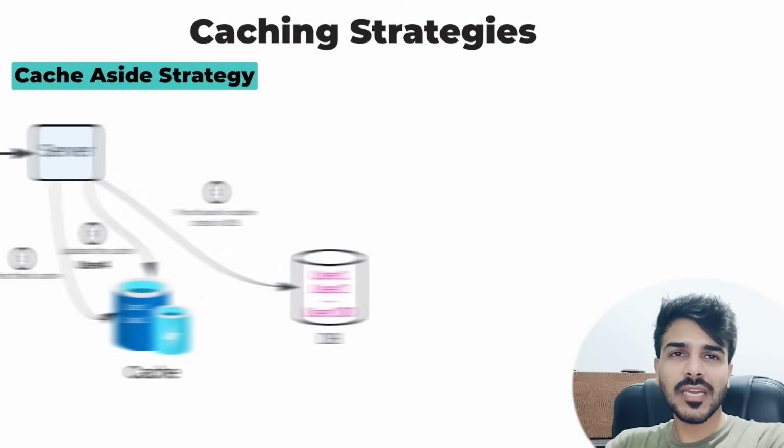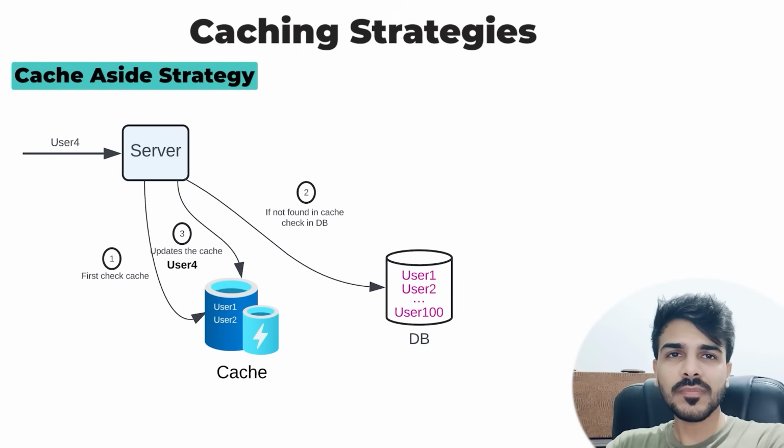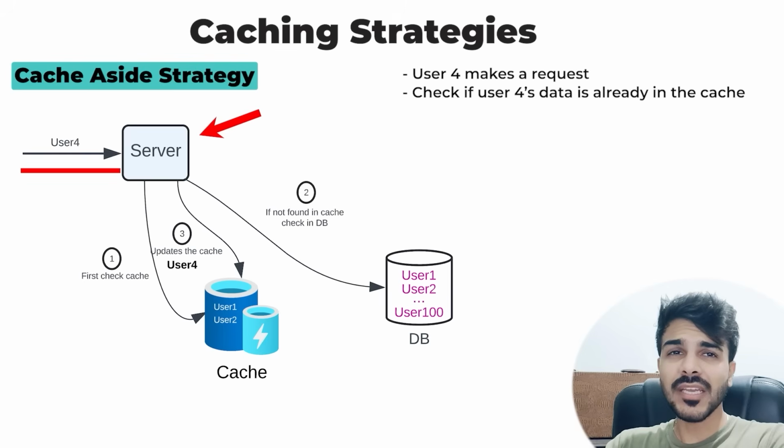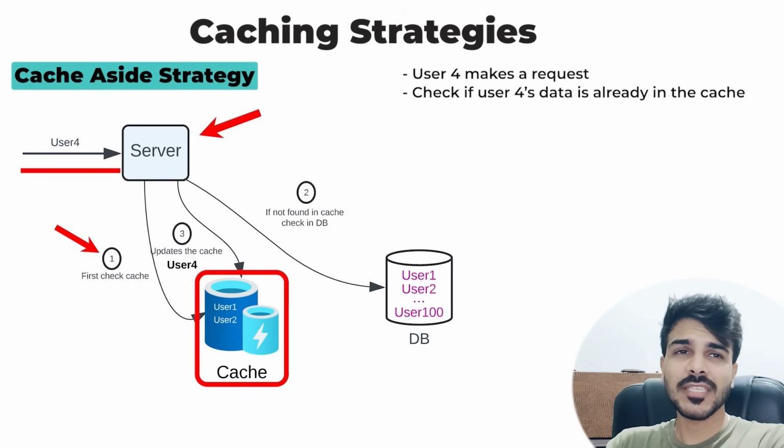Let us take a look at the diagram to understand this better. User 4 makes a request. When the request comes to the server, the first thing that the server does is check if user 4's data is already in the cache. This is step 1 that is highlighted in the diagram.